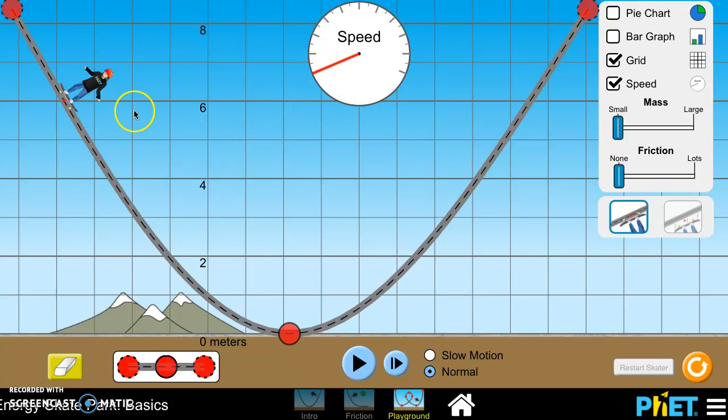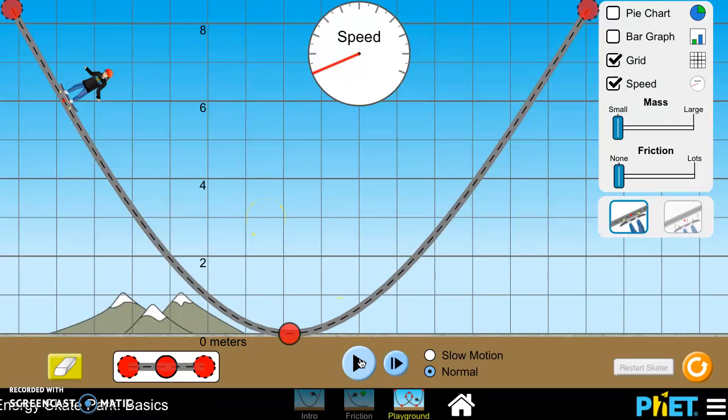So what we're going to do is find the kinetic energy and the potential energy of the skater right here at 6 meters. As you know, the potential energy is mgh. So you'll take m, the mass, which is 50, times g, which is 10, times h, which is 6. So 50 times 10 times 6 is 3,000. He has 3,000 joules of potential energy, and he's not moving, so he has no kinetic energy.